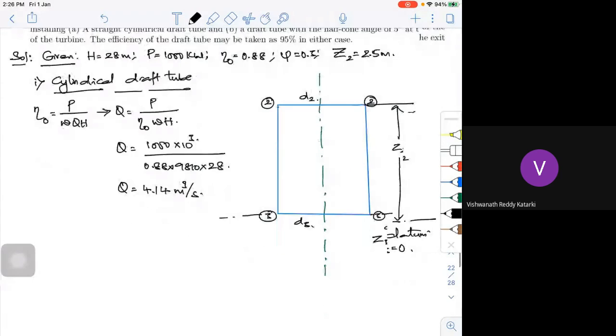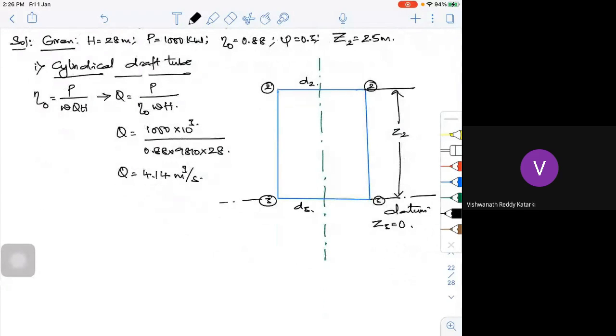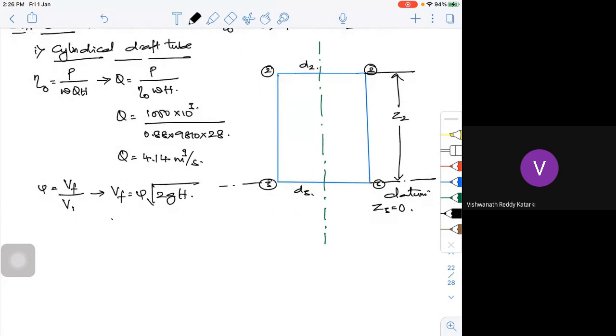Now, they are given the flow coefficient, which is psi, equal to Vf divided by V1. So Vf is equal to psi into V1, and V1 is nothing but root 2gH. If I substitute, Vf is equal to 0.3 multiplied by root of 2 into 9.81 into 28. So my Vf is equal to 7.1 meters per second. Now this is my Vf.